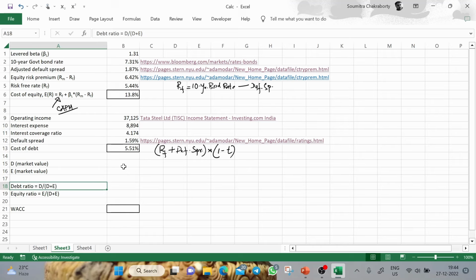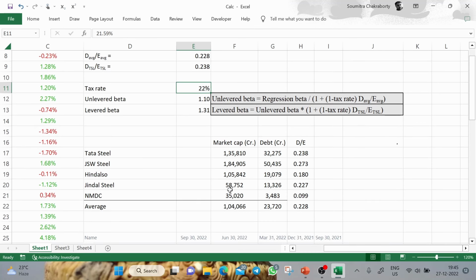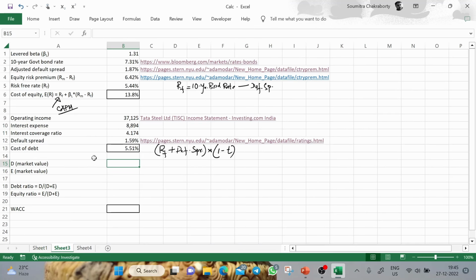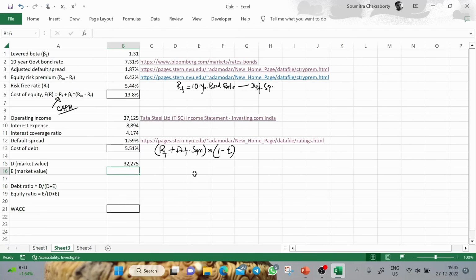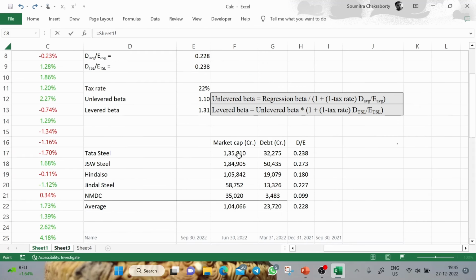So now what is the market value of equity and market value of debt? We don't have market value of debt. We will simply take the book value instead. So we have already calculated these things, right? So for Tata Steel, the debt value is 32275. Just enter here. Just make a link. This one. And the market value is your market capitalization, market cap.